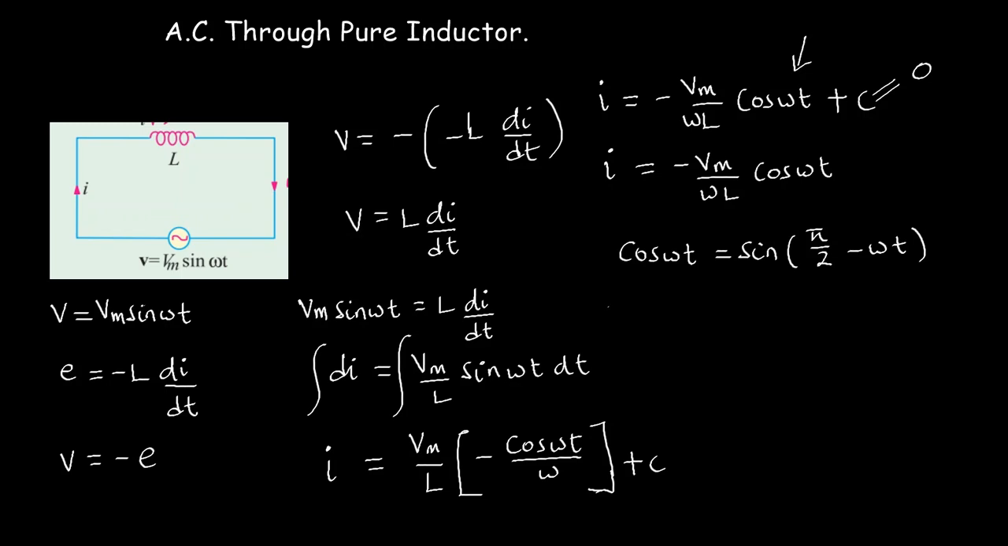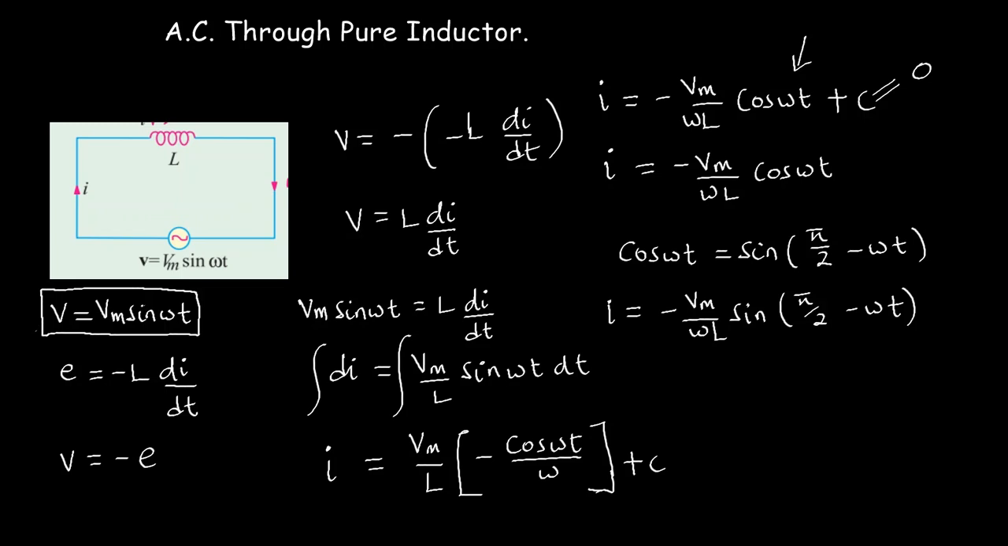So you are going to have the expression I equals minus Vm over omega L multiplying sine of pi on 2 minus omega t. Now when you look at what you have here, we still can't compare it to the expression for the voltage, because the omega t there is positive, but the omega t here is negative. So for this to be possible, we are going to use another trig identity. Let's look at that one also.